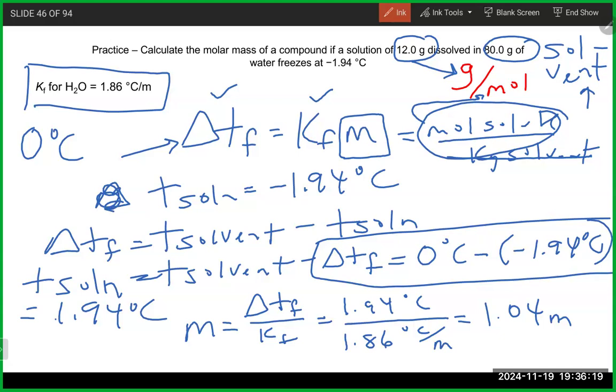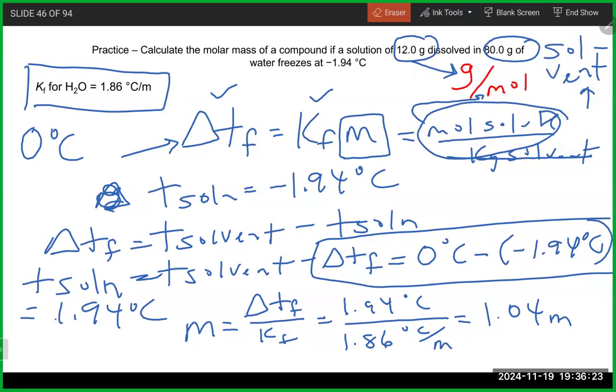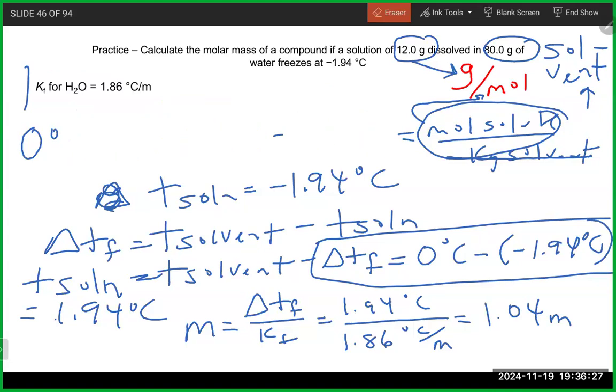Now that we have the molality, that's going to allow us to figure out the moles, which is what we're missing. So I'm going to erase some stuff here so I've got somewhere to write. Get rid of that too while we're at it.